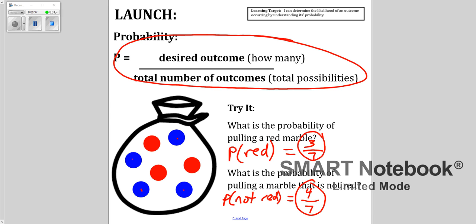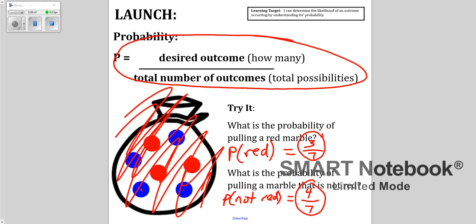So let me ask you something. If I told you, and let's say I didn't show you the bag, I got rid of the bag, and I said you have a bag of marbles, and the probability of picking a red marble is 3 out of 7, and the probability of picking a blue marble is 4 out of 7, which one's more likely to happen? Hopefully you're thinking about the blue one, because 4 out of 7 is a larger fraction than 3 out of 7. So the larger the number, the higher the probability, the more likely that something will happen.